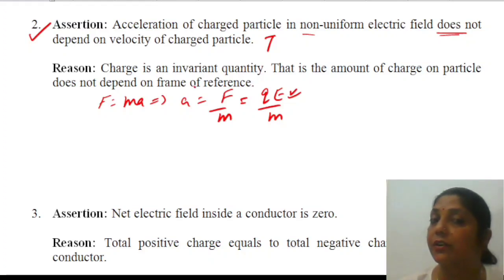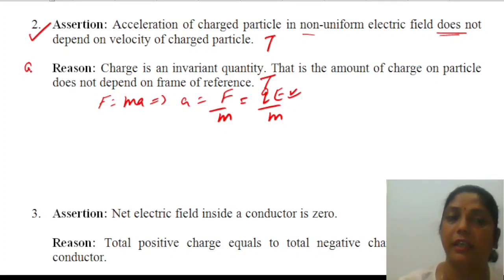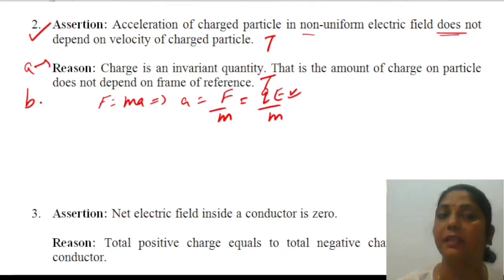Amount of charge does not depend on in which frame it is kept. It is invariant, it does not change with change in frame of reference, right? So this statement is also true, right? Now here both statements are true. Now there are two options, A or B. A is if reason is correct expression of assertion, and B is reason is not correct expression of assertion.